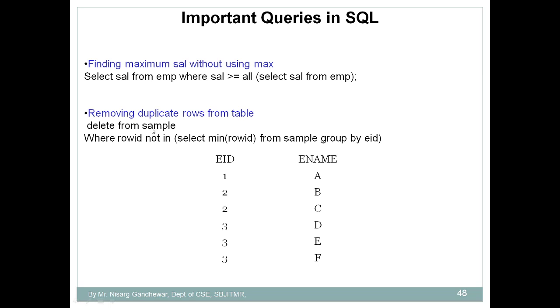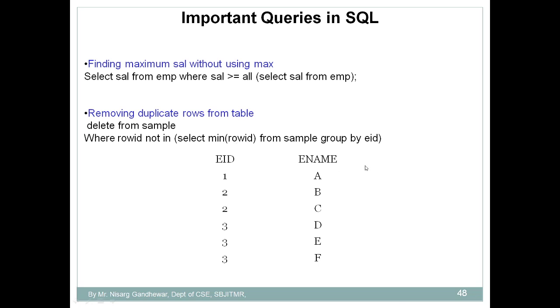Delete from sample where row ID not in a subquery. What I have written is: select minimum of row ID from sample group by EID. Okay, so first of all your inner query will be executed. So try to understand the inner query. Here what I am going to use is row ID.